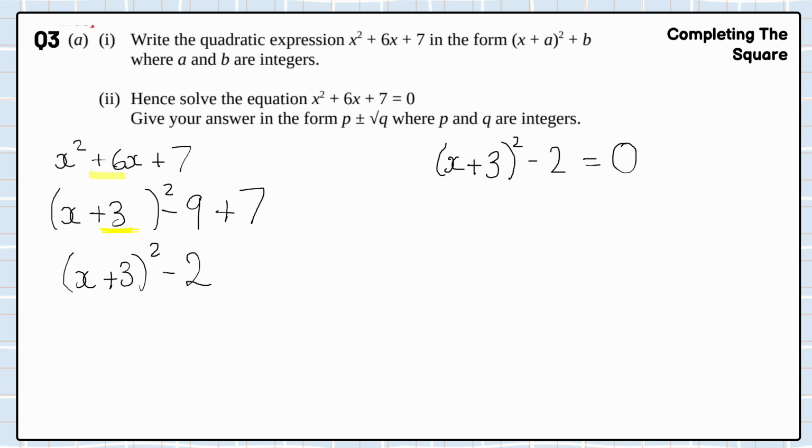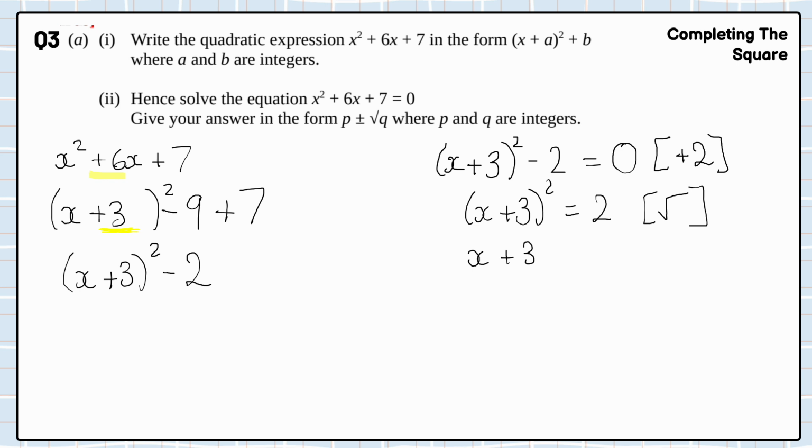So what we do first is we get rid of this -2. In order to get rid of this -2 on the left hand side, we have to add 2 on both sides. So we end up with x plus 3 squared is equal to 2. Then we're going to get rid of this square. The opposite of squaring is square rooting. So we're going to square root both sides. So we get x plus 3 is equal to the square root of 2.